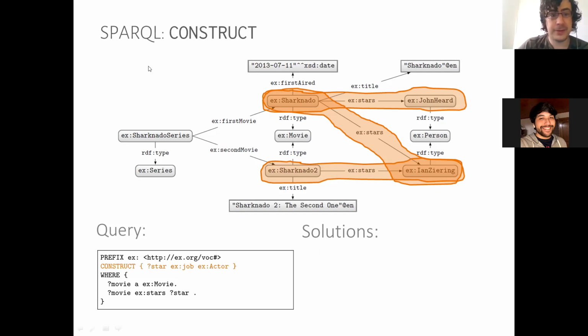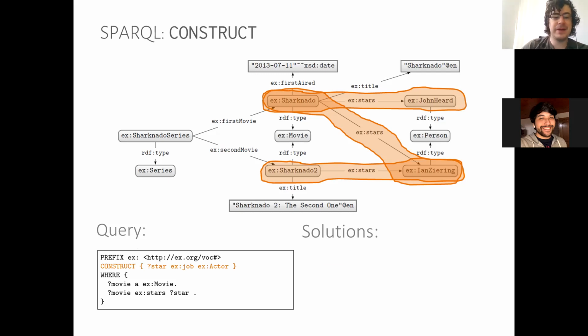We have a third type of query, which is something you also won't see in SQL, which is construct. So in the case of SQL, you run queries over tables and you get back tables as results. In the case of SPARQL Select, you run queries over graphs and you get back tables as result. So what about the idea of running queries over graphs and getting graphs as results?